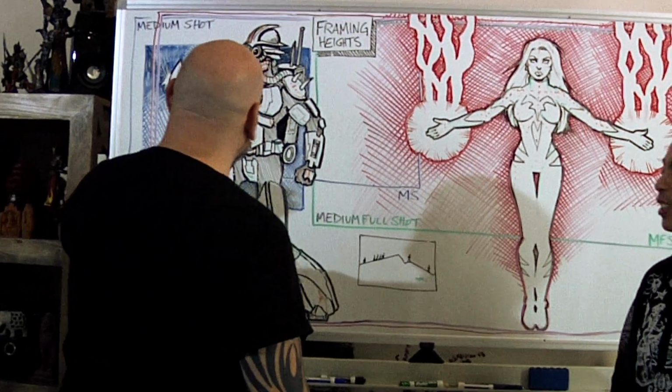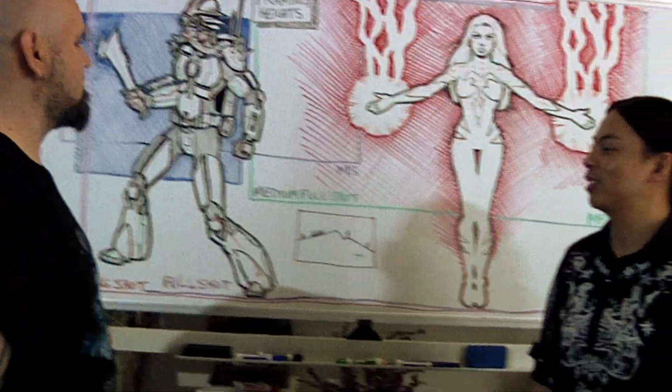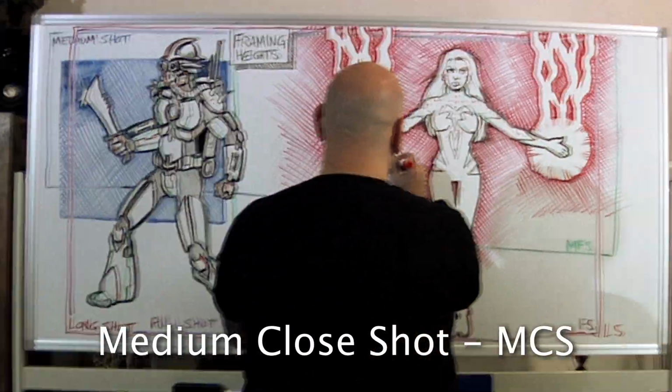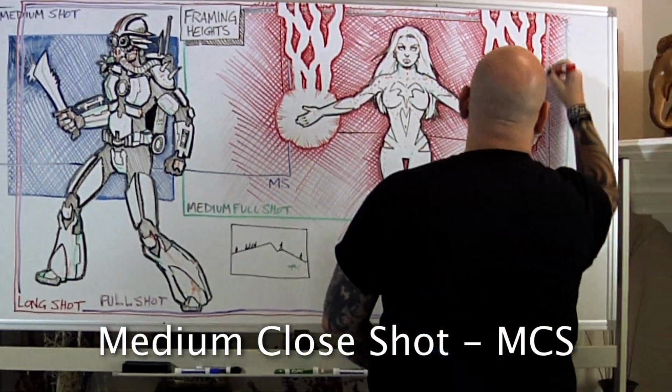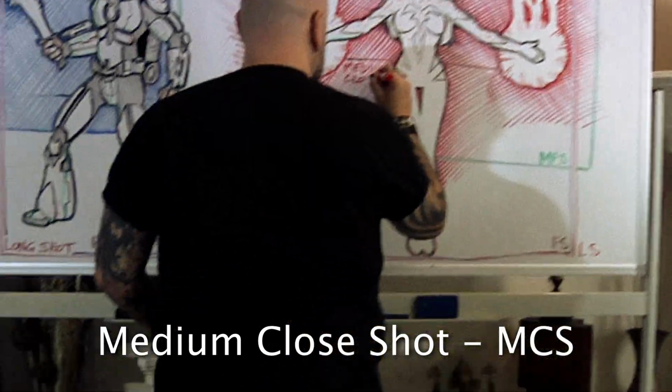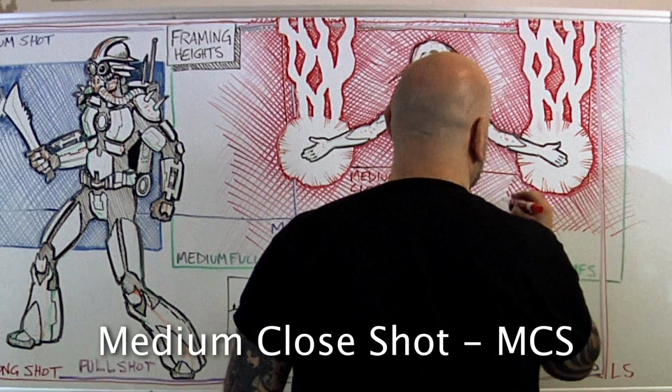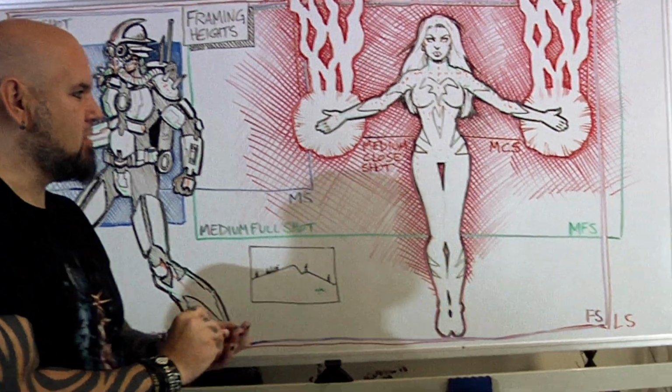Next up, if you're ever cropped off at about the waist, this is called a medium close shot. Medium close shot. The abbreviation for medium close shot is MCS. James, medium close shot. I want it now.